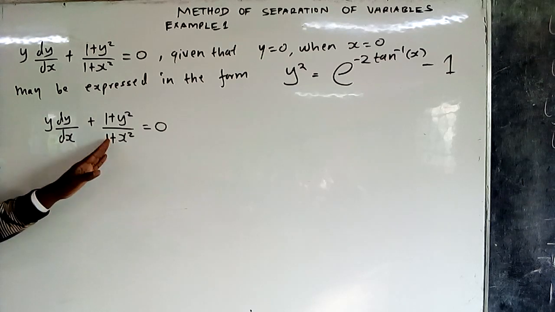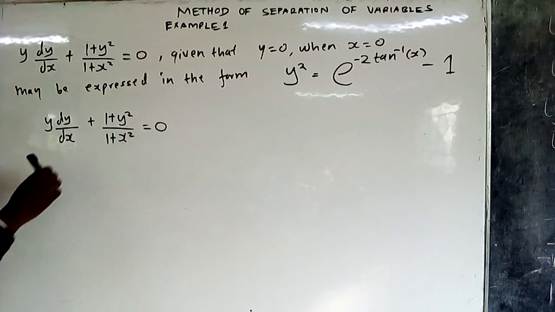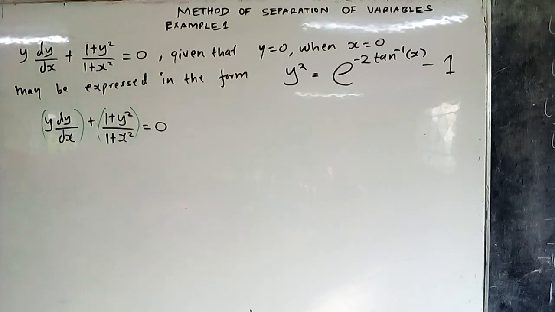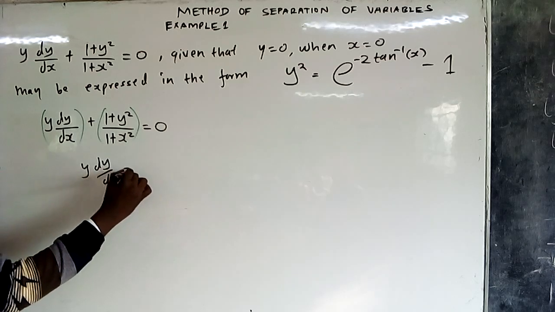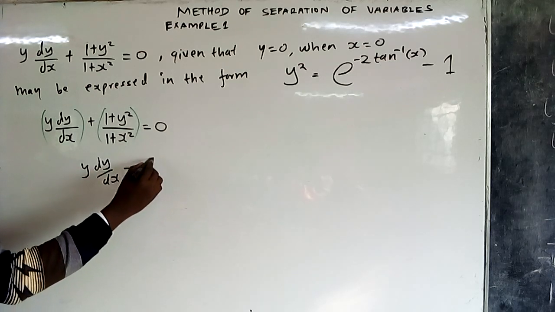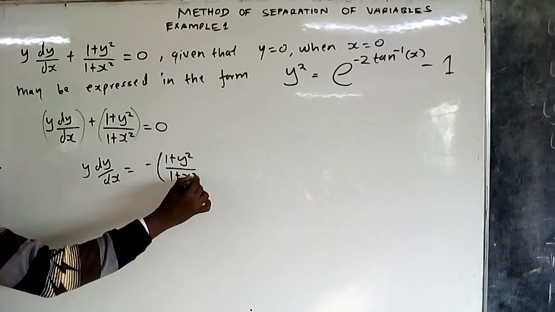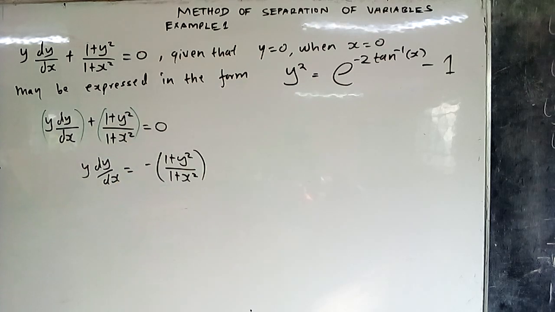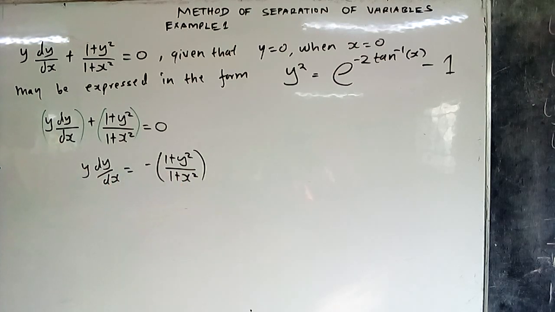We only have 2 terms, it means we can take the other term to the other side of the equation. If you take that term to the other side, you will get y dy over dx is equal to negative (1 plus y squared) over (1 plus x squared). Positive going to the other side becomes negative. Then you see you have one term on either side of the equation. Are you able to separate them?